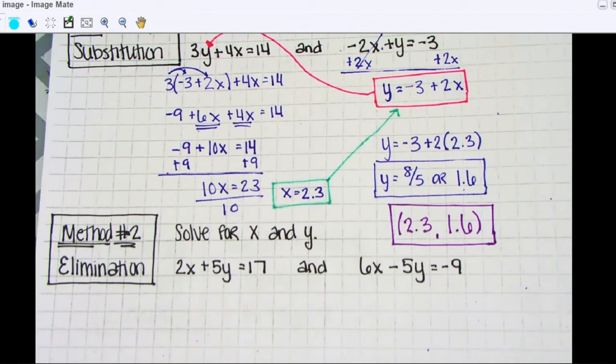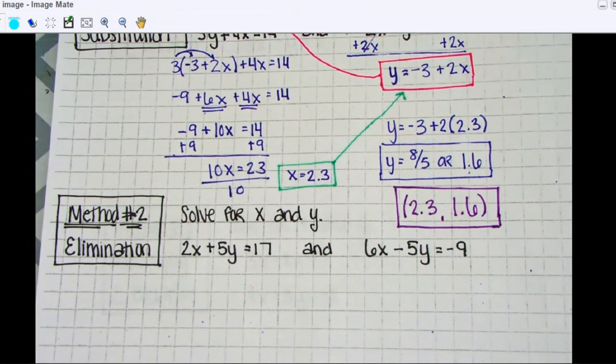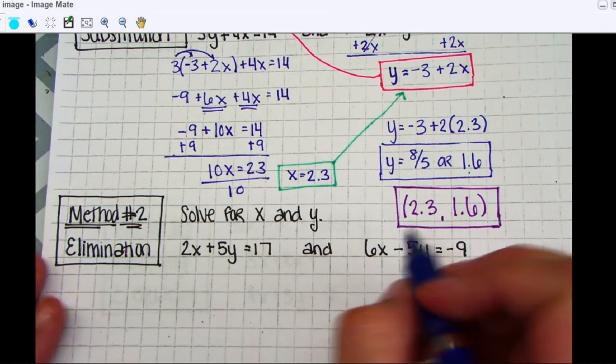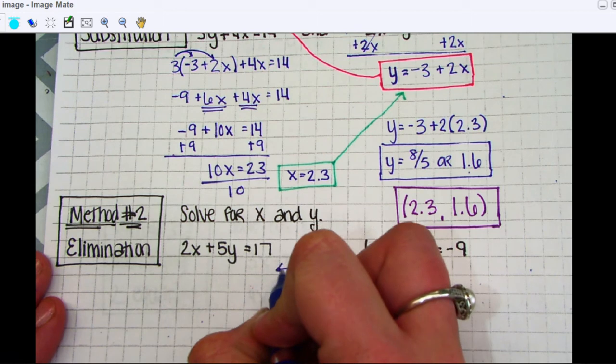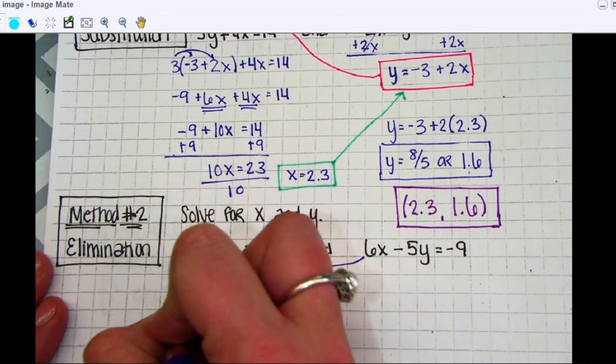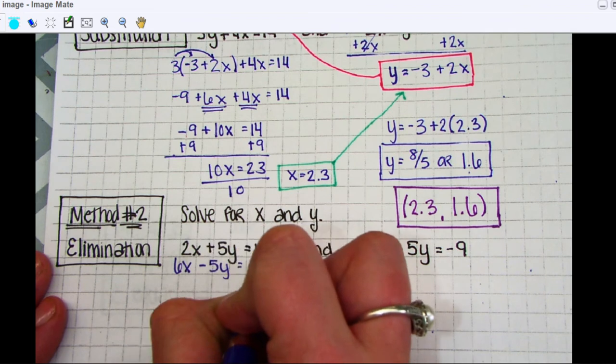So elimination is where you have two equations that you can eliminate variables from. So we have 2x plus 5y equals 17 and 6x minus 5y equals negative 9. A clue for elimination is that you have two variables that are the same with the same coefficient but opposite signs. So that lets you know you can immediately cross out a variable. So the way that you want to write these is you want to stack them on top of each other. So I'm going to take this equation and just put it on the bottom. 6x minus 5y equals negative 9. You just stack them up.